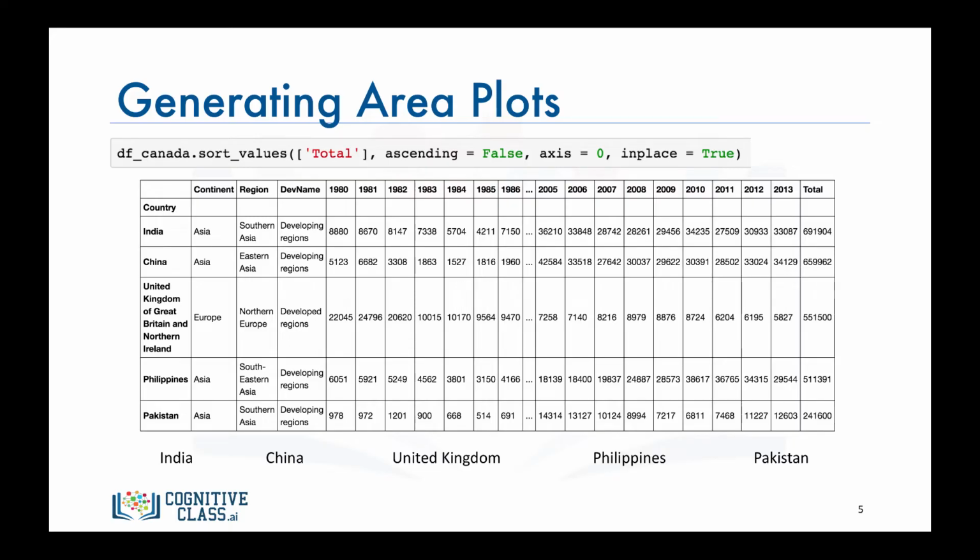More importantly, to generate the area plots for these countries, we need the years to be plotted on the horizontal axis and the annual immigration to be plotted on the vertical axis. Note that matplotlib plots the indices of a data frame on the horizontal axis. And with the data frame as shown, the countries will be plotted on the horizontal axis. So to fix this, we need to take the transpose of the data frame. Let's see how we can do this.